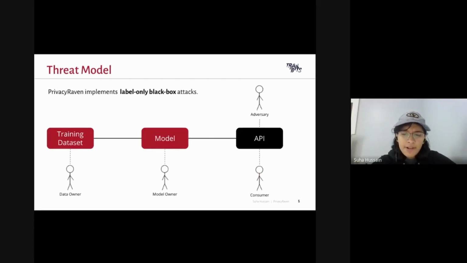Presently, the attacks provided by Privacy Raven use the strongest possible threat model. In other words, the adversary only receives labels from an API that queries the deep learning model. This is known as a label-only black box threat model. A weaker threat model would be white box access, where the adversary can access information about the target, like model parameters or loss gradients. Some black box attacks also assume that the adversary receives full confidence predictions. But by operating in the most restrictive setting for an adversary, Privacy Raven can analyze the worst case scenarios.